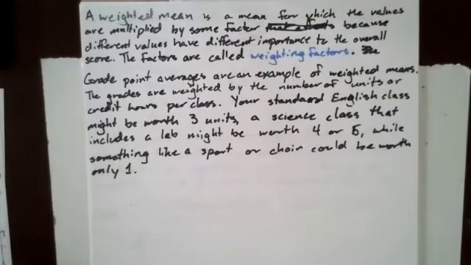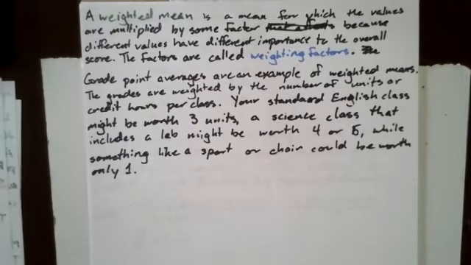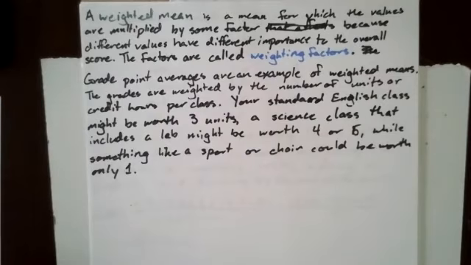A weighted mean is a mean for which the values are multiplied by some factor, because different values have different importance to the overall score. The factors are called weighting factors. Grade point averages are an example of weighted means. The grades are weighted by the number of units or credit hours per class. Your standard English class might be worth 3 hours. A science class that includes a lab might be worth 4 or 5, while something like a sport or choir could be worth only 1.